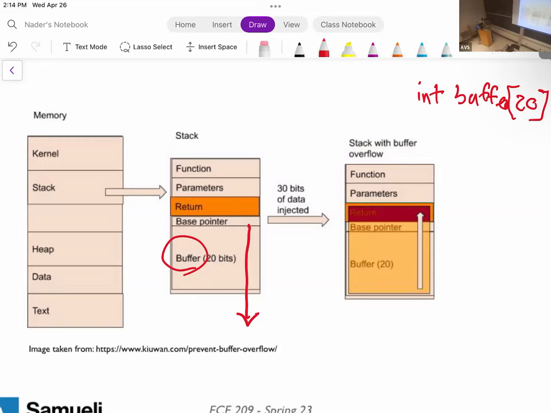So when we have this, the compiler will change this into some form of a push into the stack, and then it's going to push it 20 bits down.